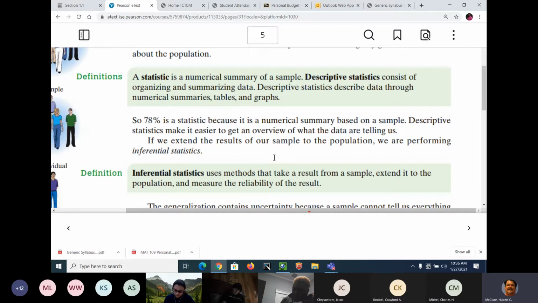I'll give you a minute to write those two definitions down. Descriptive and inferential. All right, we got 22 and there are 24 in class. Good.